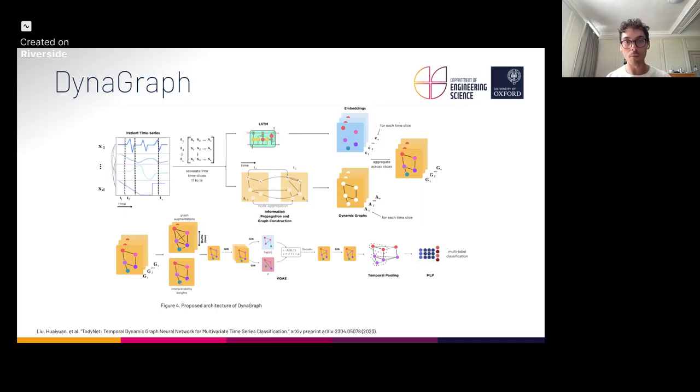The core of the DynaGraph is a variational graph autoencoder that is just better at multi-label classification, which is what we're dealing with here. Many of the complications can occur for one patient and we're modeling that as a multi-label classification task.